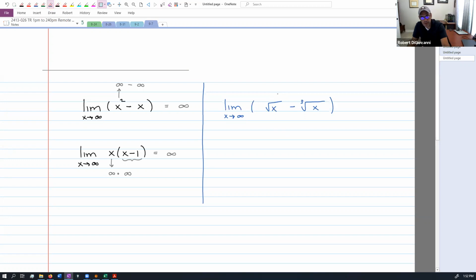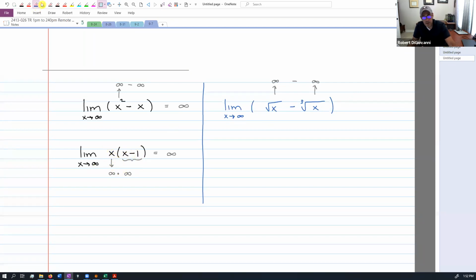So you could still do this, say that's infinity minus this is headed to infinity, right? Which one dominates? The square root of x. So you're comfortable with the idea that the square root of x is bigger than the cube root of x for big x's. I would agree that that's true. If you're comfortable with that, you can just say the answer is infinity here. But I want to show you how we can do it using the same idea of factoring.